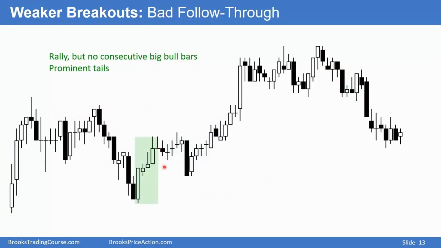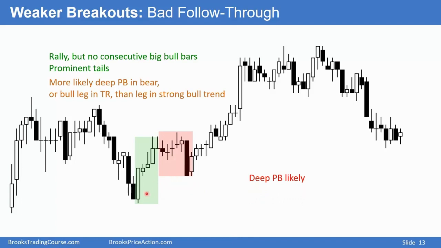A rally, but no consecutive big bull trend bars closing on their highs. Prominent tails on tops of the bars. A lot of trading range price action to the left. The middle of all of that price action, so the middle of a trading range. This is more likely simply a deep pullback in this bear trend than the start of a bull trend, or it's a bull leg in a trading range rather than the start of a bull trend. Ultimately, we did continue up, but at this point, the odds are it's probably a bull leg in a trading range.